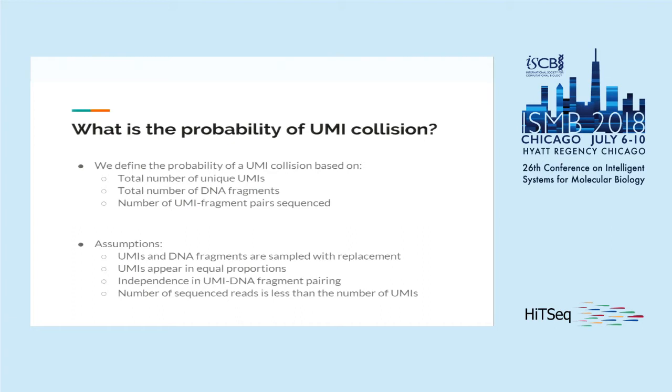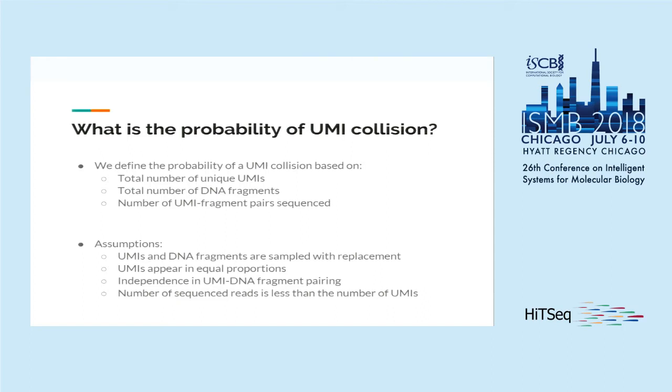So we define the probability of a UMI collision based on three things. First is the total number of unique UMIs, so how big is your UMI pool. The second is the total number of DNA fragments. And then the third, the number of UMI fragment pairs that were sequenced.